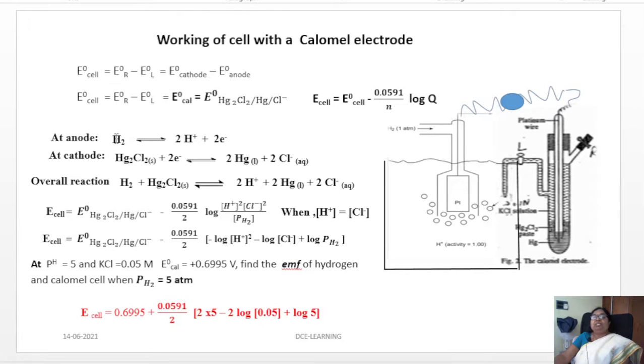At the anode, if we take the hydrogen electrode, it undergoes oxidation. At the cathode, it undergoes reduction. The overall reaction has H2, that is hydrogen gas, and mercurous chloride, and gives H plus ion and Hg, which is a liquid, and chloride ion in the aqueous solution.